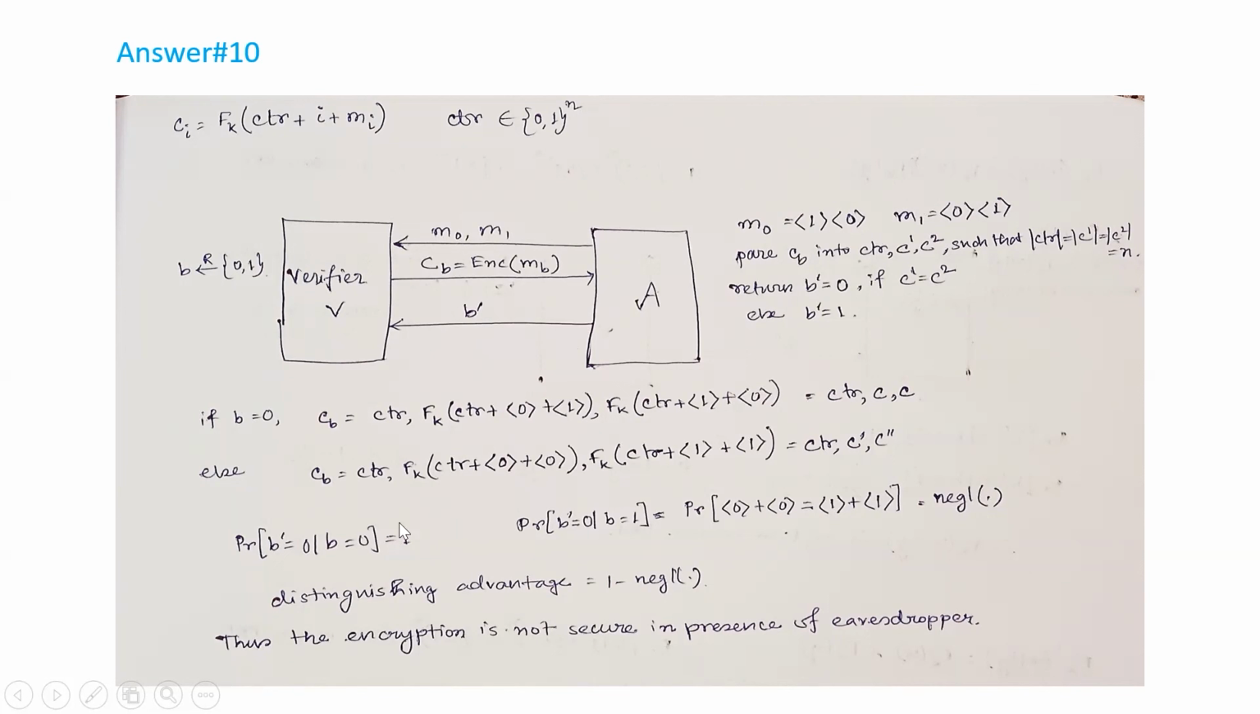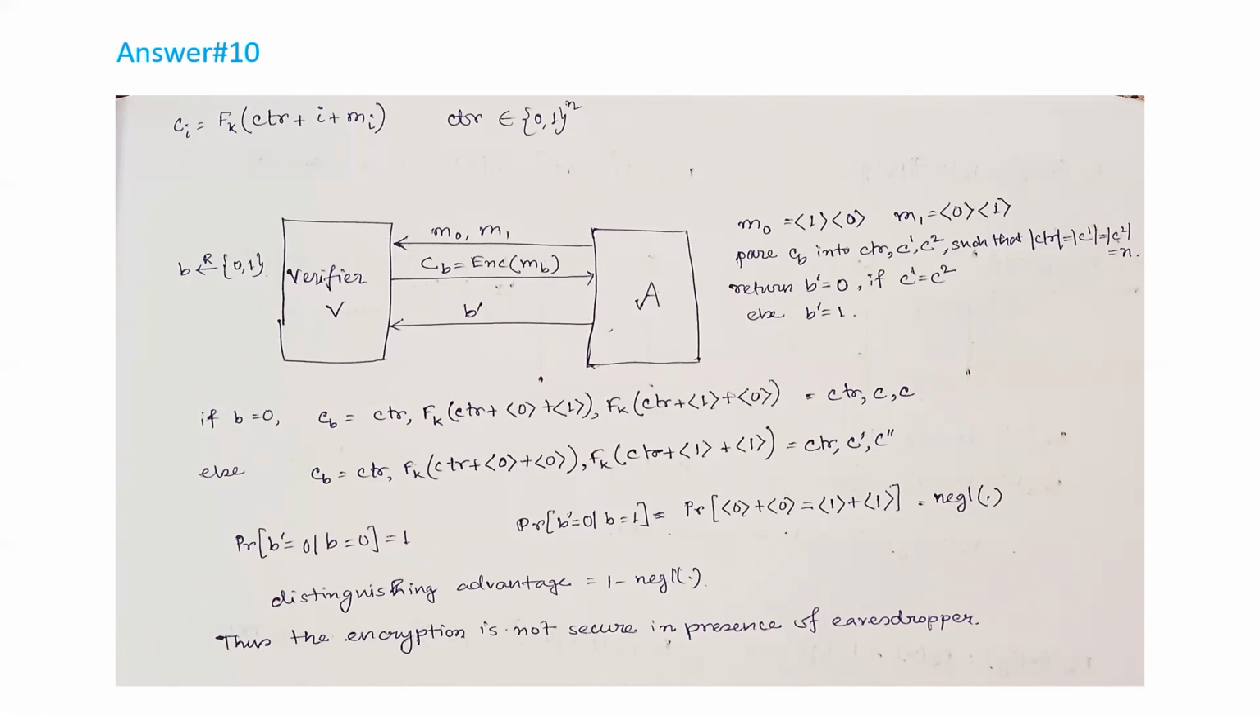And if b is 1, that is M1 is getting encrypted, then you will have this kind of form. Fk(CTR + 0), since i is 0 for the first block and the first block of M1 is encoding of 0. And in the second case, i is incremented to 1, so the encoding of 1, and the second part of message M1 is 1. So they are certainly not the same. So CTR, comma, some C', comma, C'' will be output. By observing this pattern of the ciphertext, you can easily distinguish: whenever the second part of the ciphertext is exactly equal to the third part, it concludes that it is seeing an encryption of M0, otherwise it is seeing an encryption of M1.